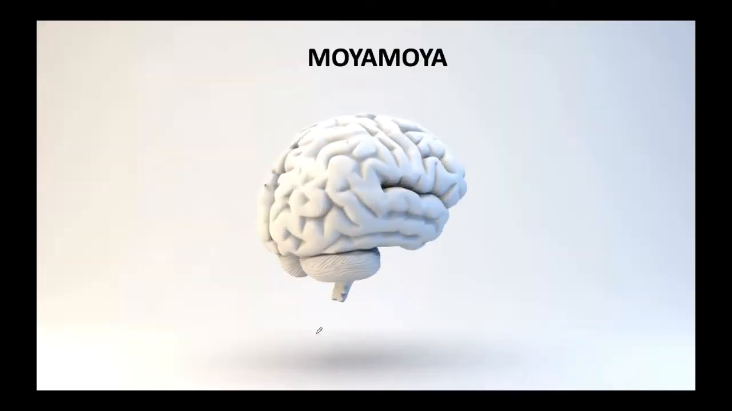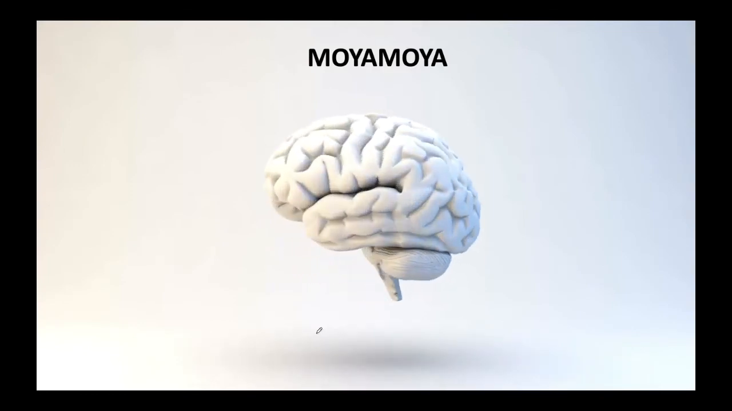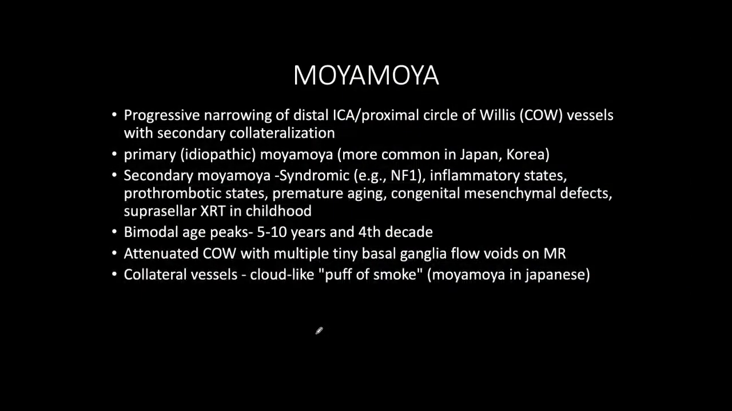Moyamoya, okay? So the ICA is narrowed progressively, and then it completely gets occluded, and there is secondary collateralization. It can be primary. It's most commonly in Japan and in Korea. Moyamoya just means puff of smoke, that's why they call it Moyamoya disease. It has bimodal representation. It can be associated with syndromes like NF1.